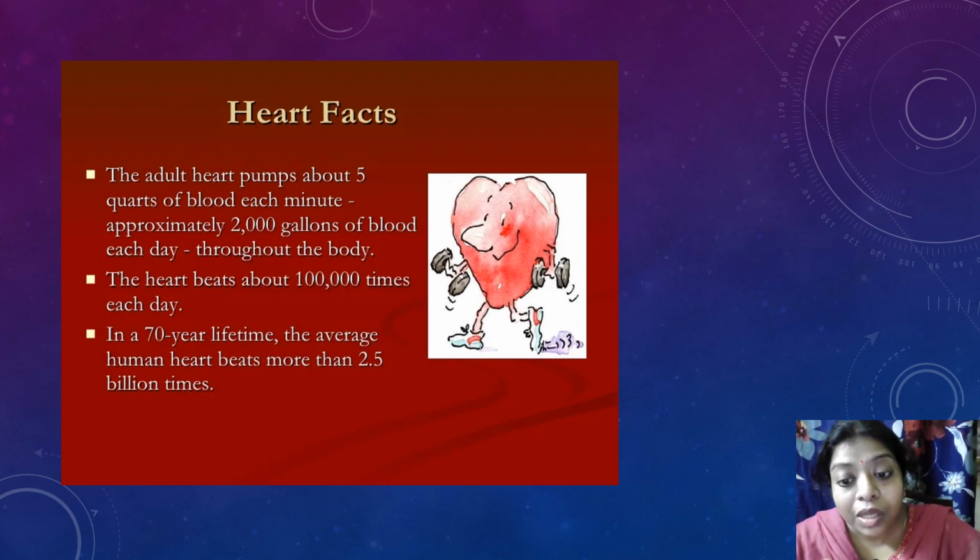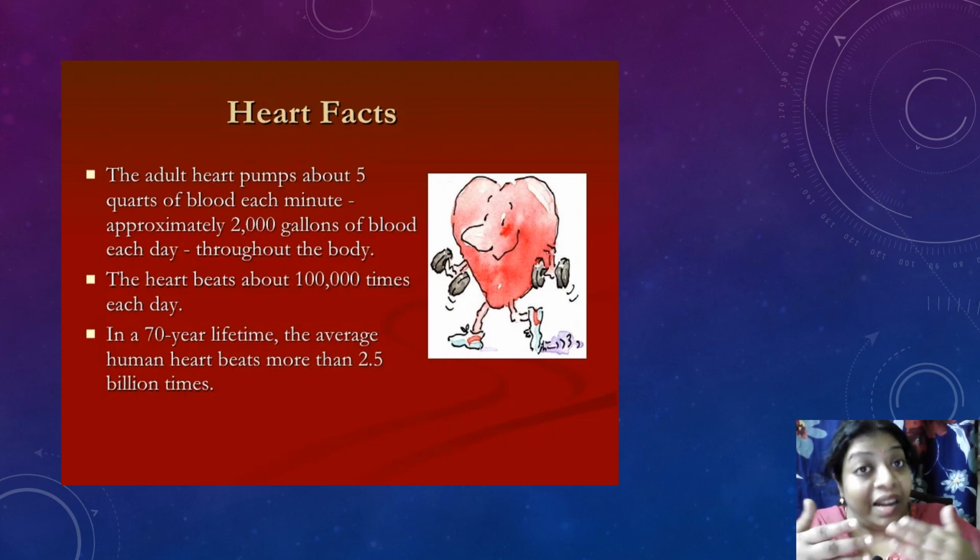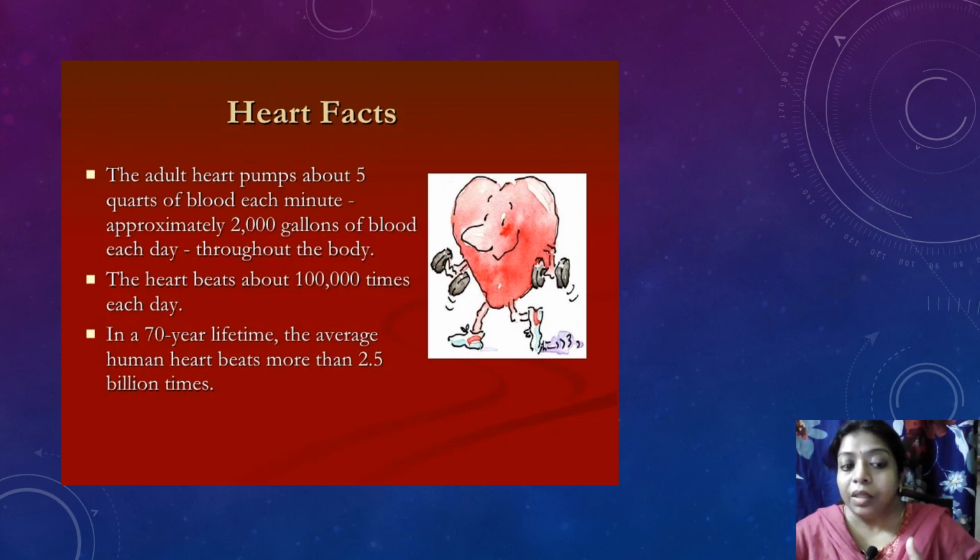And of course this left ventricle pumps the oxygenated blood throughout the body through the aorta. The oxygenated blood is pumped and sent to the rest of the body. So this is the flow of the blood in the heart.